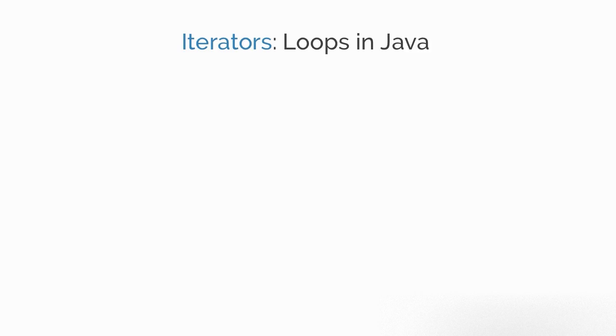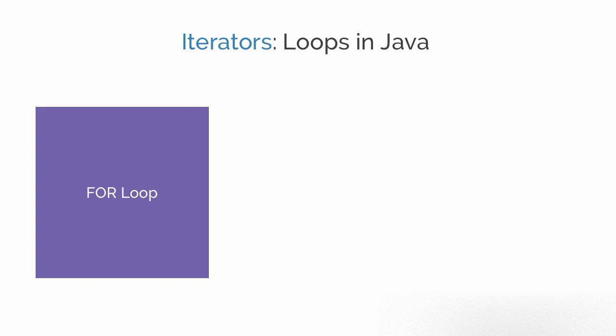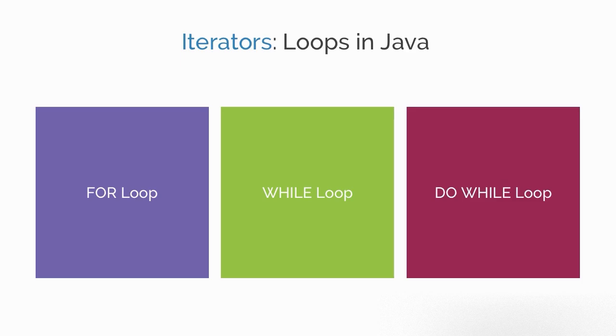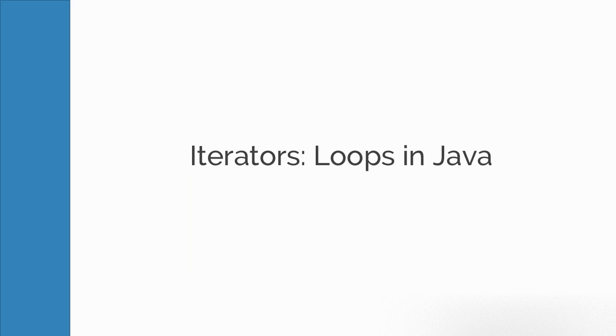Now, in this topic, we are going to explore what iterators or loops are in Java. There are basically three types of loops in Java. The first one is known as the for loop, the second one is the while loop, and the third one is the do while loop.